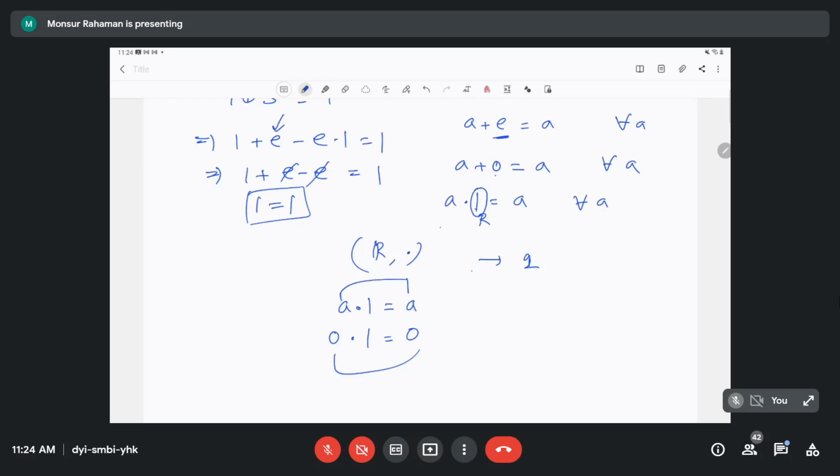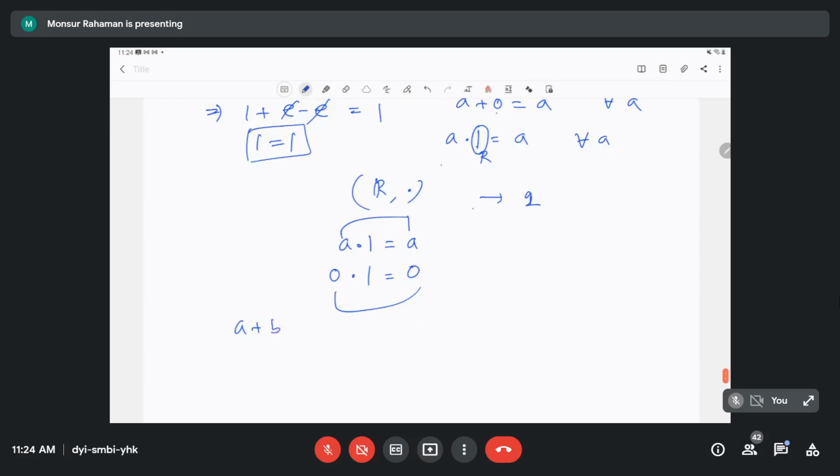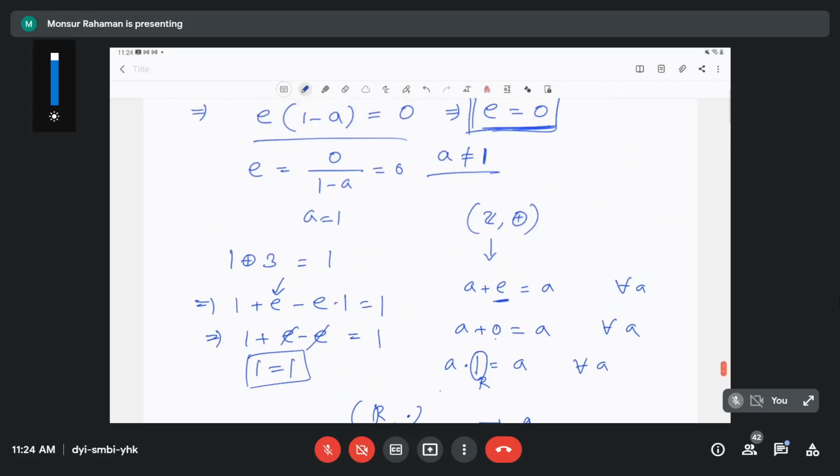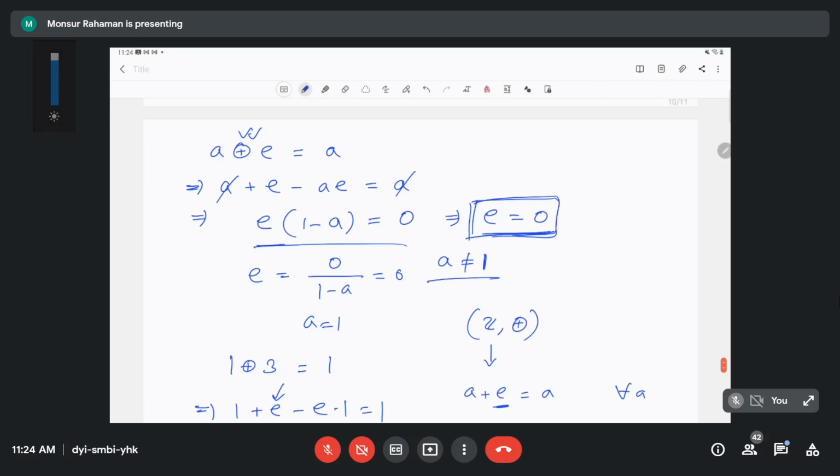Sir, can you speak in English or Hindi so that everyone can understand? Okay, sorry. So, sir, for the previous operation, a plus b minus ab, we are getting that 1 into what was the identity element? There is no identity element, because it is blowing up for 1.